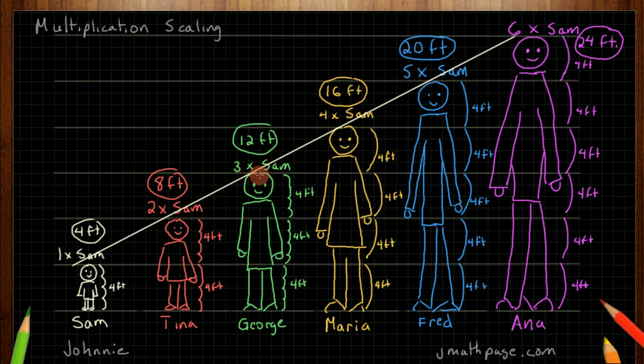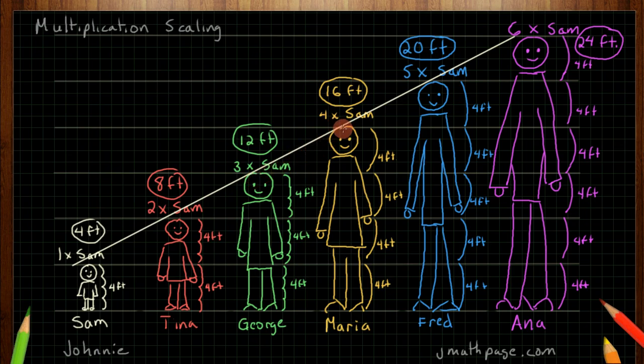George is only 3 times as tall as Sam. And if we look at George and we compare George to Anna, we can see that George is just half as tall as Anna. So we can shrink people too. So a person that's half as tall as Anna is only 3 times as tall as Sam. And we can think about it this way too.